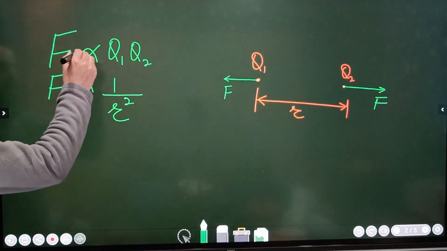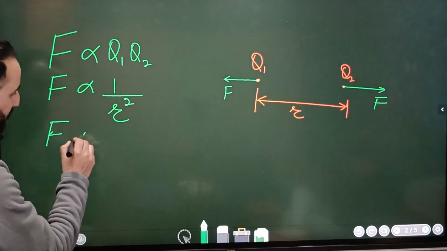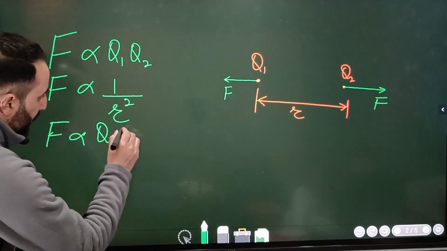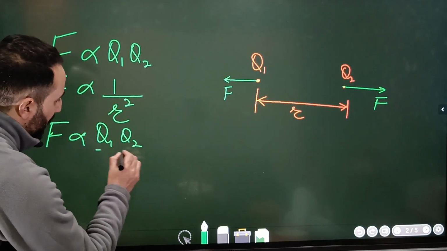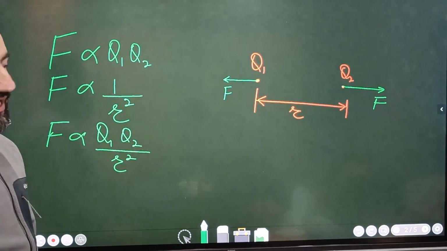Now combining the two equations, first equation and second equation. The equation we have is this: F is proportional to Q1 into Q2 divided by r square. All right. So F is proportional to Q1, Q2 divided by r square. Okay?